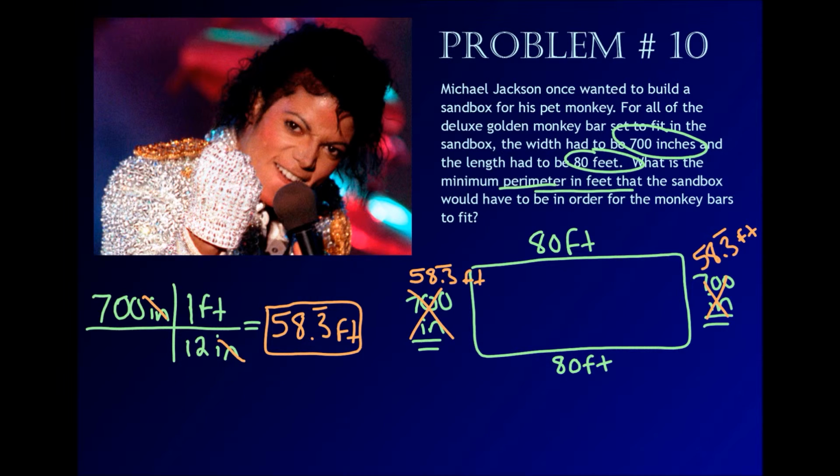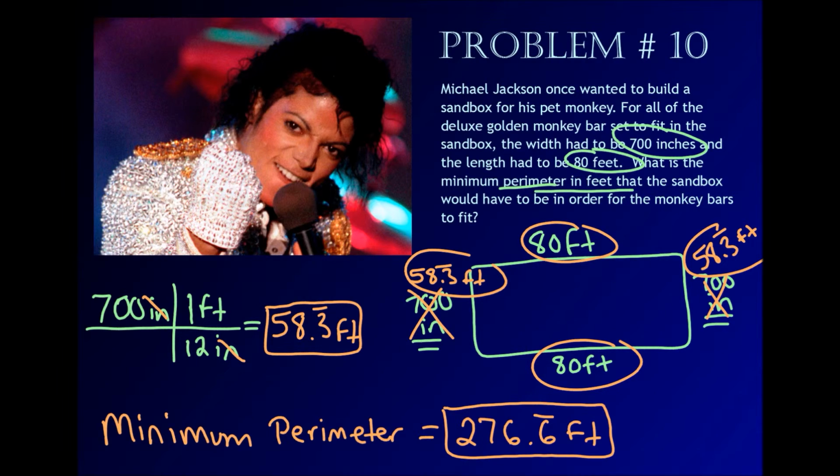And now my goal is to add up the entire perimeter of this object, which basically means add up all of the sides, 80, 58.3, 58.3, and 80. And then that will give me my minimum perimeter that the sandbox has to be. Absolutely. And so the minimum perimeter is 276.6 feet.